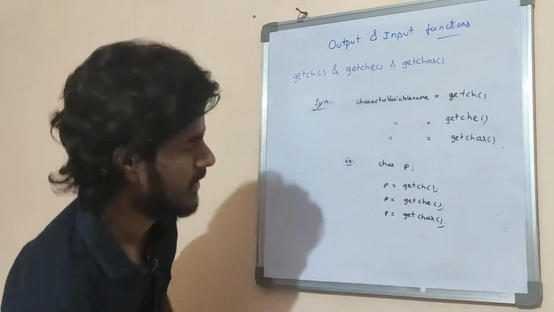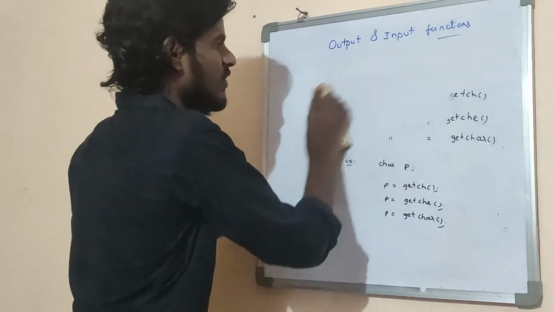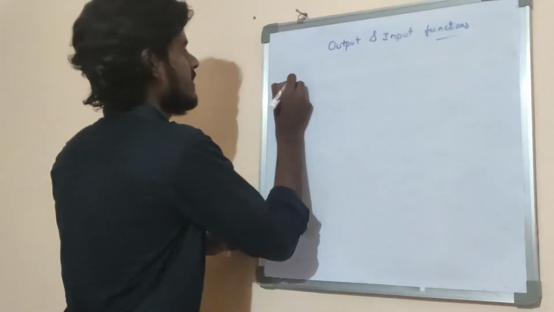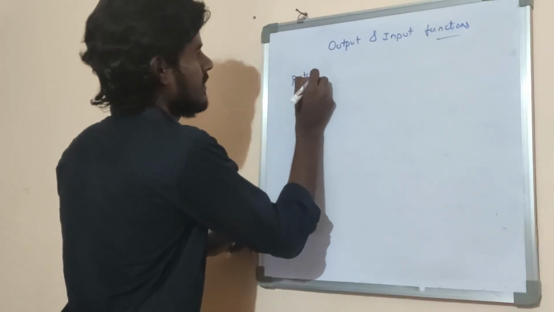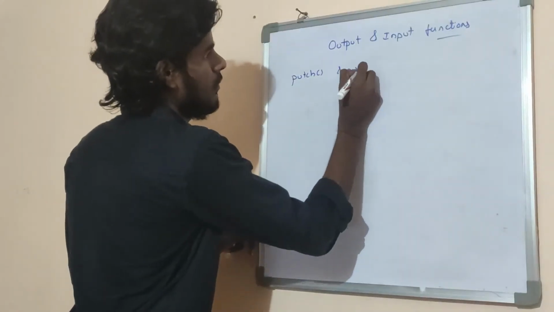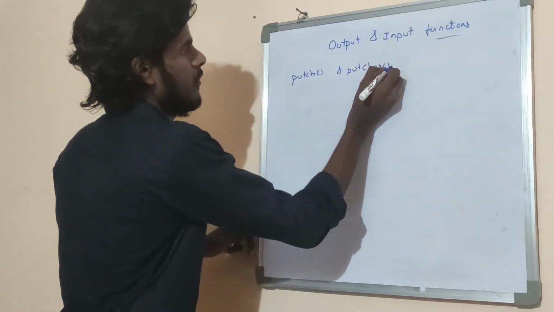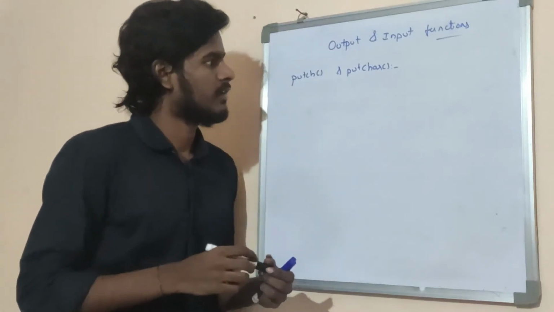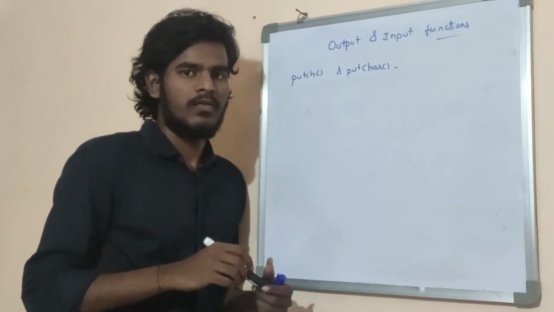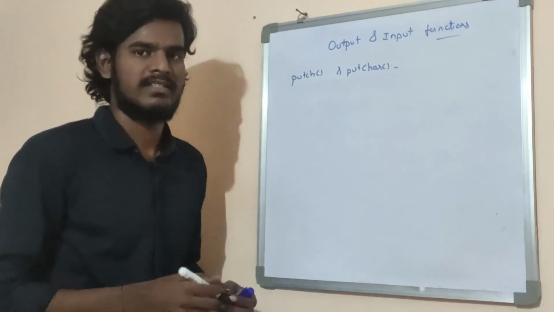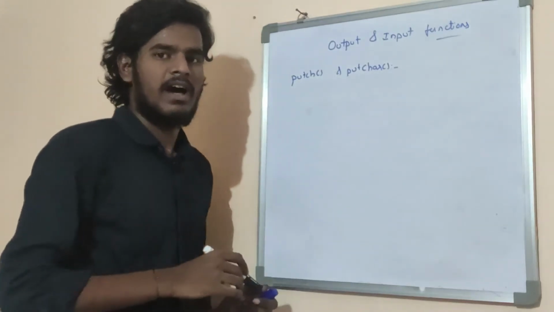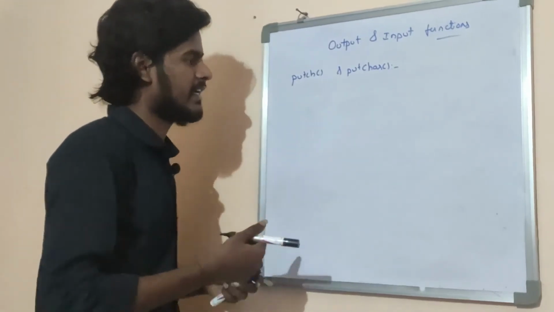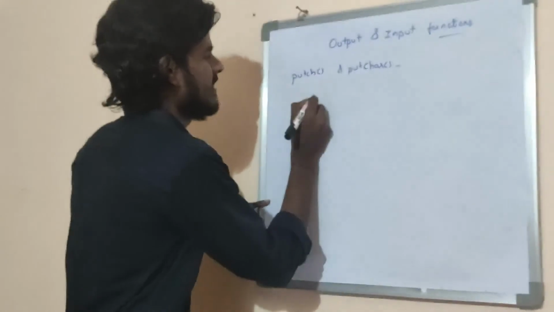Okay friends, the next one is putch and putchar. These two functions are used to print only single character data. Listen carefully friends, these two functions are used to print only single character data, not for strings, not for integers, and not for float.